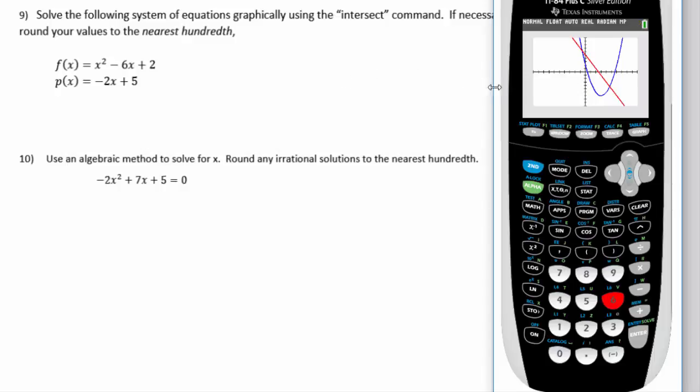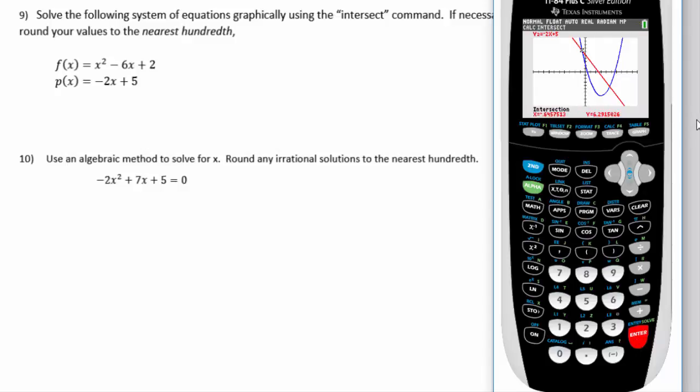So we can get the intersection of those using the intersect command. Write this down: second, trace, and you go to intersect. That's because there are two functions, the intersection of the functions. And then go to one of the intersections. See the cursor right here? There's my cursor. On the left, that intersection point there, you just hit enter 3 times. Boom, boom, boom. And it says intersection right there.